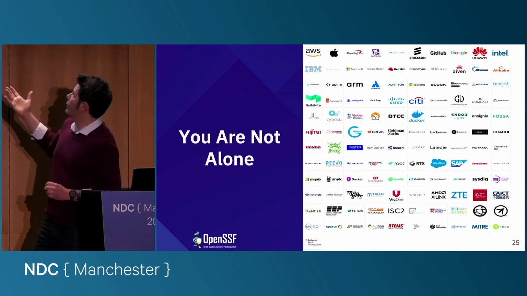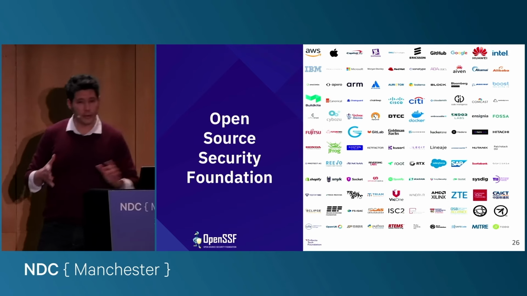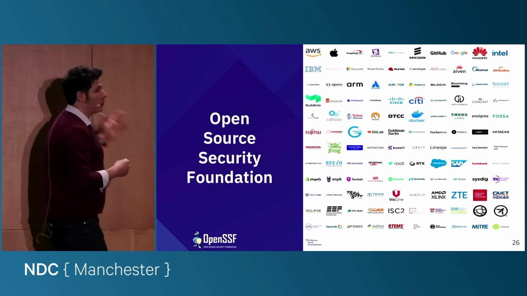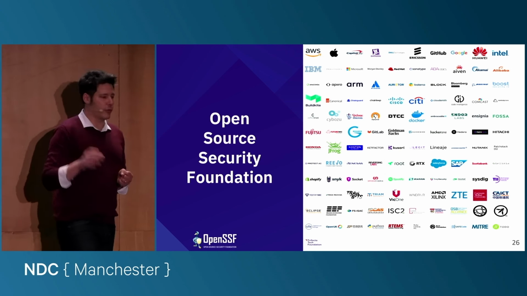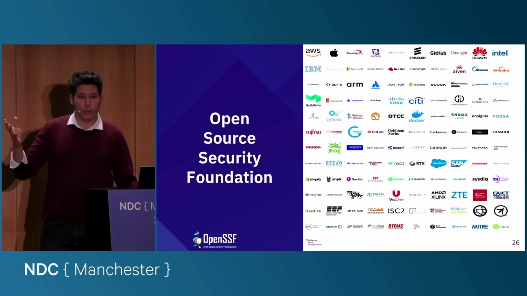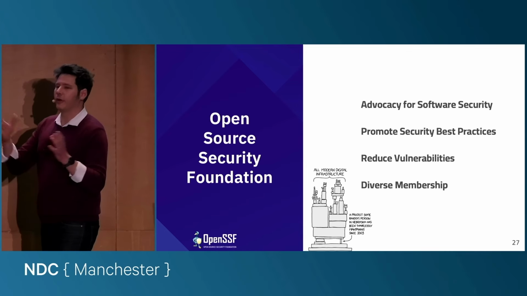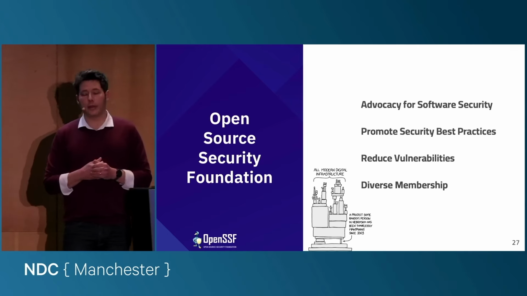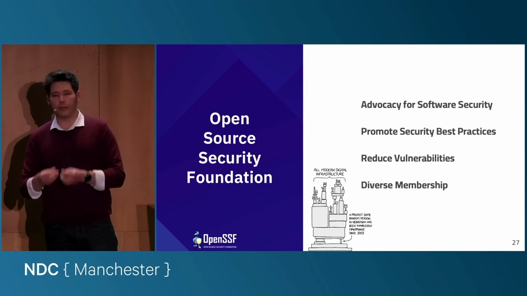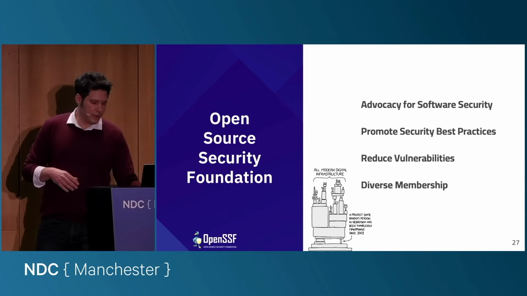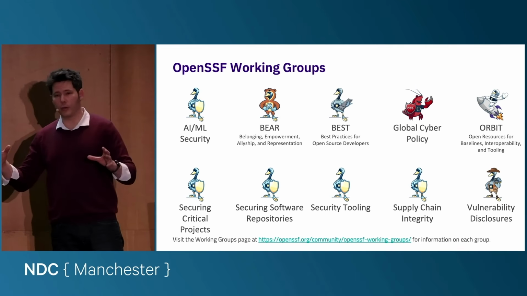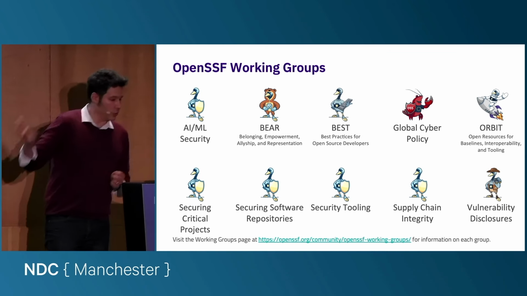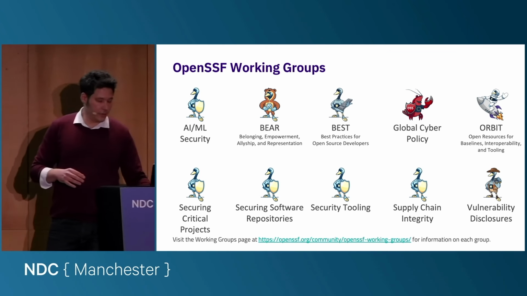And this is why all of the organizations that you see here are funding, both in money and in resources and code contributions, the Open Source Security Foundation that lives under the Linux Foundation. Our mission is to improve the security of the open source ecosystem by advocating for secure software development practices and by providing tools. We have 10 different working groups, a best practices working group, an AI/ML working group, global cyber, etc., and different projects.